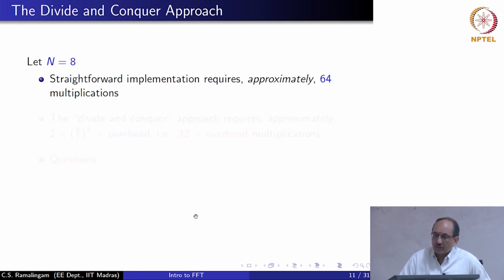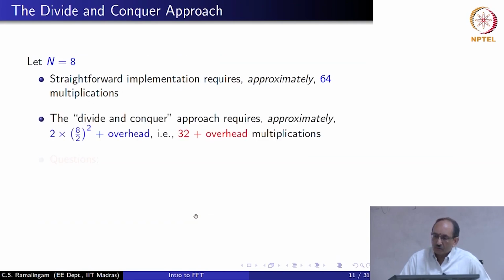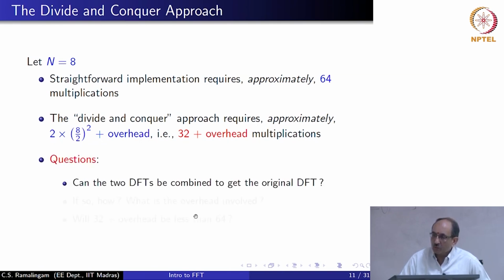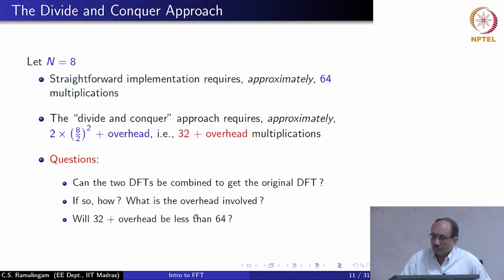So, to get a feel for numbers, if n equals 8, straightforward implementation approximately requires 64, and the divide and conquer approach is 2 times (n by 2) whole squared plus overhead. So, 2 times (n by 2) squared for n equals 8 is 32. So, 32 plus overhead is what you need. So, what are the questions? Can the two DFTs be combined to get the original DFT? Remember, now we are talking about the DFT of the two halves. Whether they can be combined at all, we do not know yet, and if so, how, and what is the overhead involved. So, in this particular case, will 32 plus overhead be less than 64? This is the problem at hand.